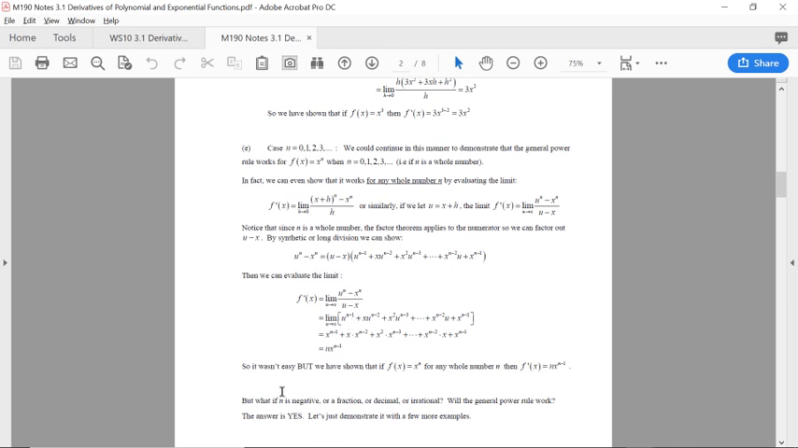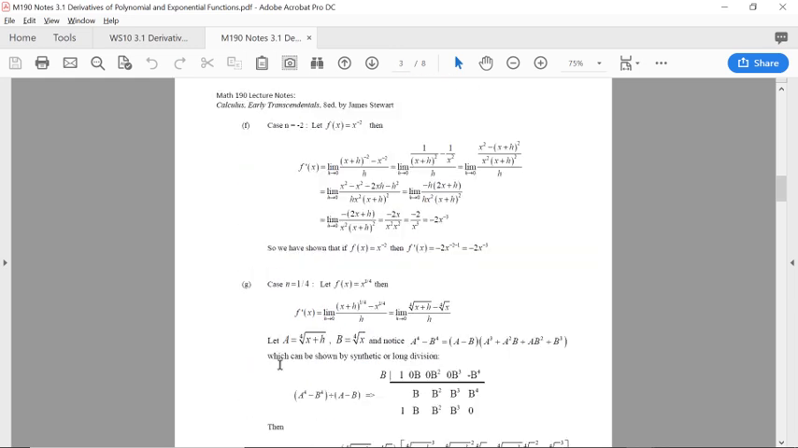But what if n is some other real number, not a whole number? That is, what if n is a fraction or a decimal? What if it is a negative number? What if it's an irrational? What if it is any other real number other than whole numbers? Will it still work? And the answer to that ultimately is yes. And we can get an actual proof for that again in a future section when we deal with logarithmic differentiation. But for now, let's just demonstrate by a couple of examples that it does in fact work.